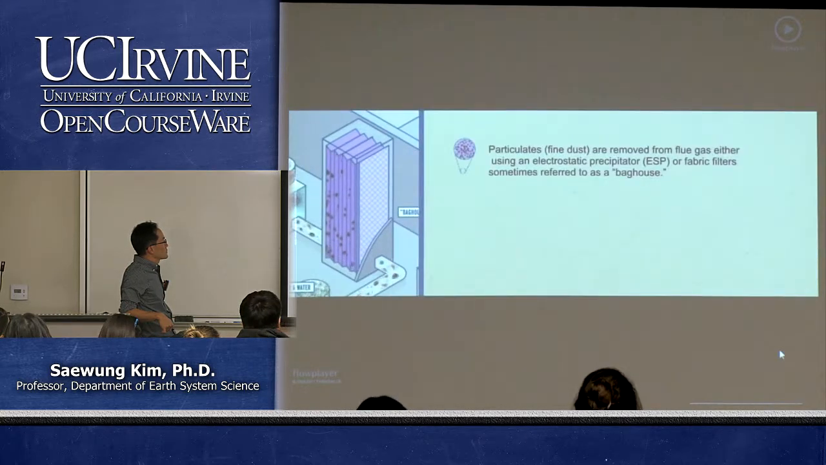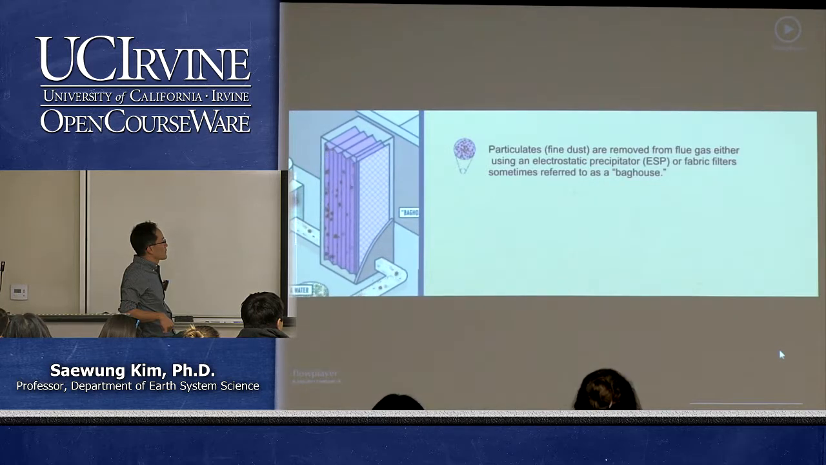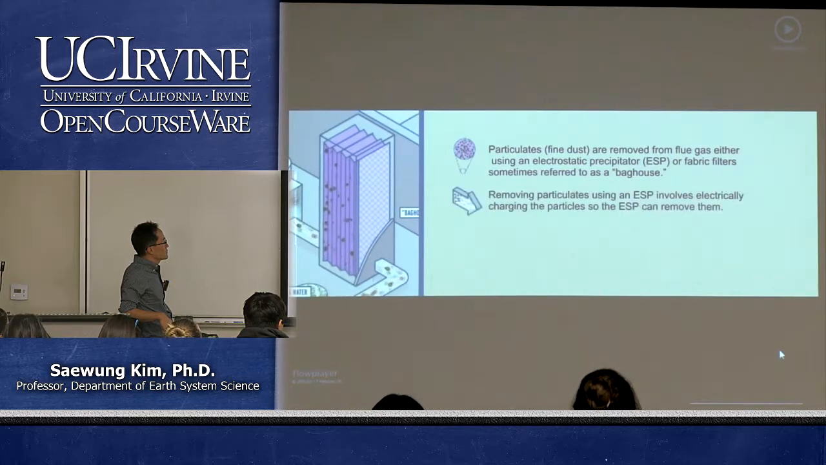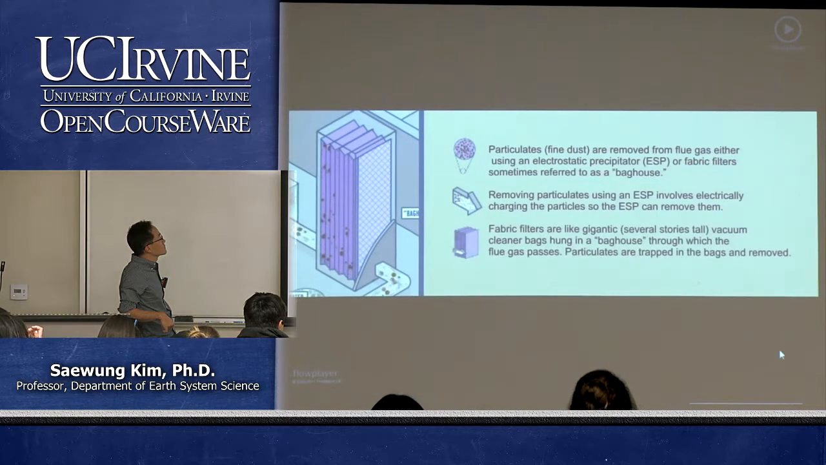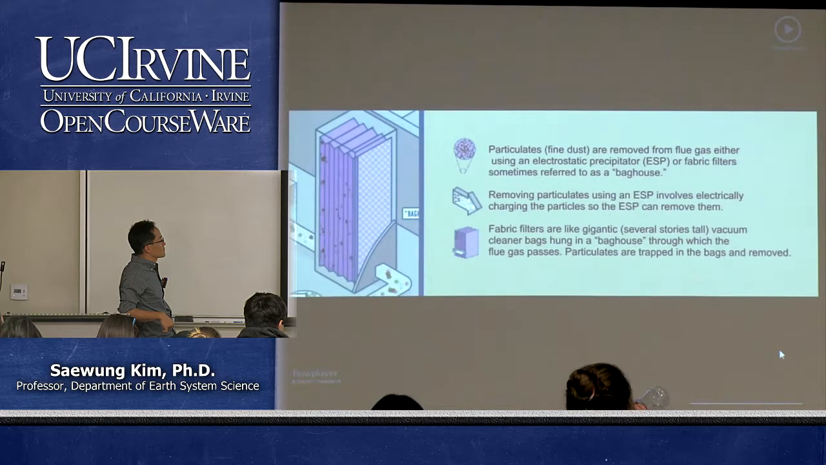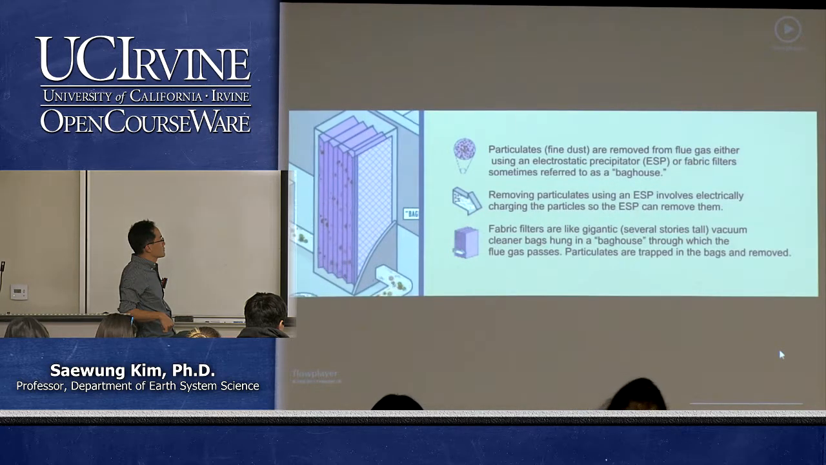Typical particulate removal: particulates are removed from flue gas either using an electrostatic precipitator or fabric filters, sometimes referred to as a baghouse. Removing particulates using an electrostatic precipitator involves electrically charging the particles so the precipitator can remove them. Fabric filters are like gigantic vacuum cleaner bags hung in a baghouse through which the flue gas passes. Particulates are trapped in the bags and removed.